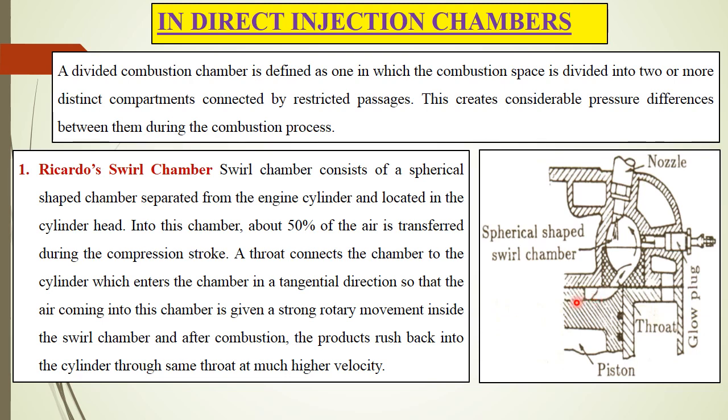This type of combustion chamber finds application where fuel quality is difficult to control, and where reliability under adverse conditions is more important than fuel economy. Any type of fuel, even cheap quality fuel, can be used in this swirl chamber. A single hole fuel nozzle or injector is used in this case. So this is about the Ricardo swirl chamber. The next part we will discuss next. Thank you.